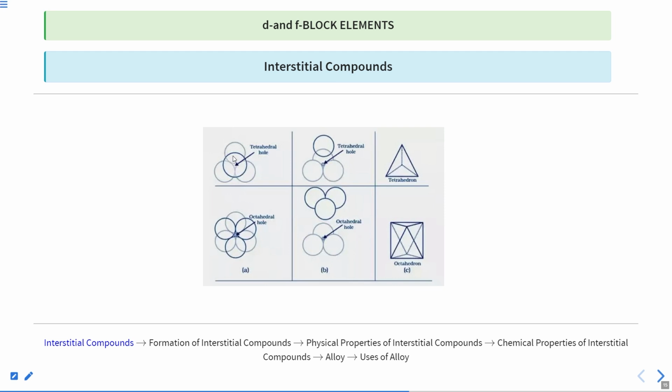Whereas the tetrahedral hole is made up of 4 atoms, that is 1, 2, 3, and on top of it the fourth one. Now this is the octahedron that will be formed, and in the middle of it the interstitial atoms like carbon and hydrogen will get in between. Similarly, this is the tetrahedron, and carbon or another small element will be inserted in between. Clear?